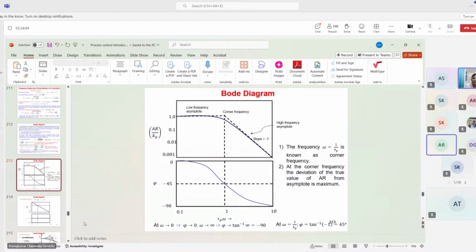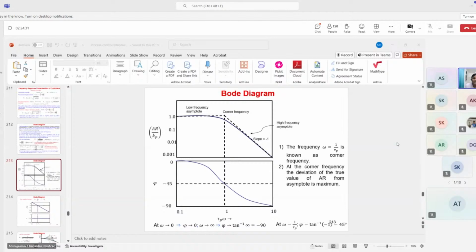Sir, is that clear? Frequency response is part of... Hello? Is there any question? Akshay, is there any question? No, sir. Akshay Raj, is there any question? So you are discussing with your friends, that's why I'm asking.